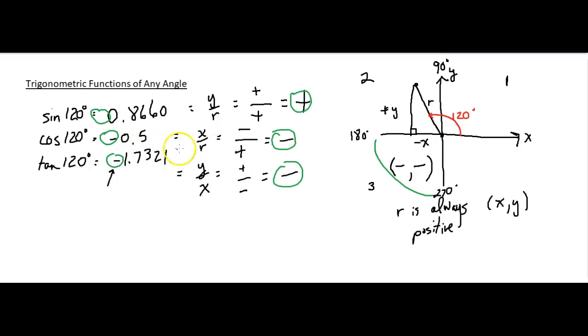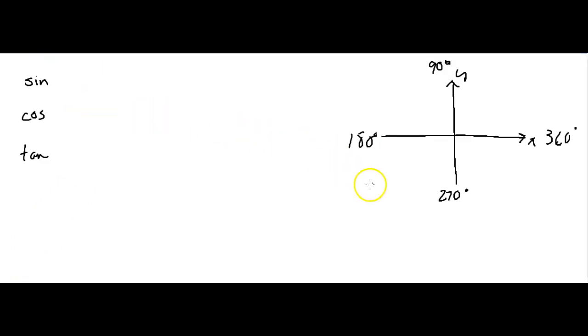Okay, so let's just clear the screen and we'll look at what that looks like. So now let's look at an angle in quadrant 3 where the x value should be negative and the y value should be negative. R is positive because R is always positive. So I need an angle that lies between 180 and 270. Let's use 200 degrees as our example.